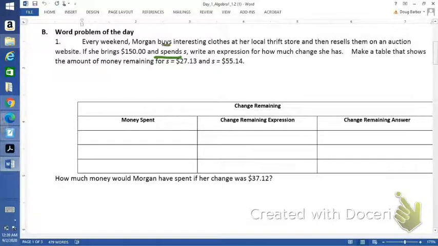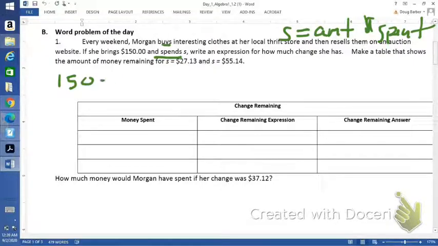So we're going to put a subtraction sign above that. Alright, we then want to define our variable. This is easy because it defines it for us. S is equal to the amount of money spent. Okay, so our expression is going to be 150 spends, so minus S.